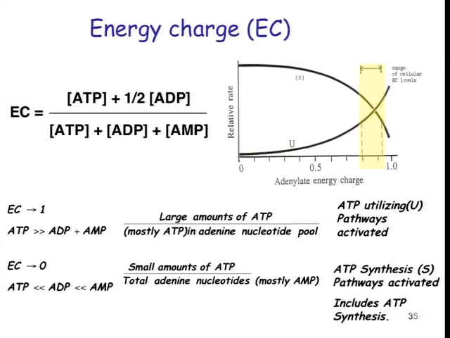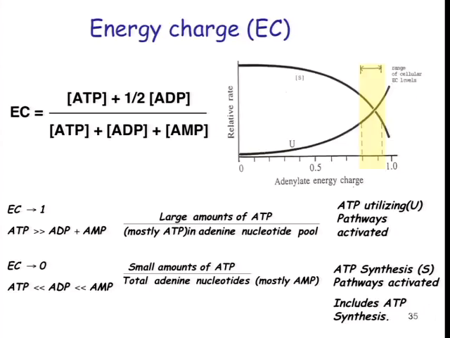Now notice that for different adenylate energy charges, you'll wind up having different ratios. So as you go from 0 to 1, your synthesizing reactions drop. As you go from 0 to 1, your utilizing reactions increase. Now, this is a key regulatory point.